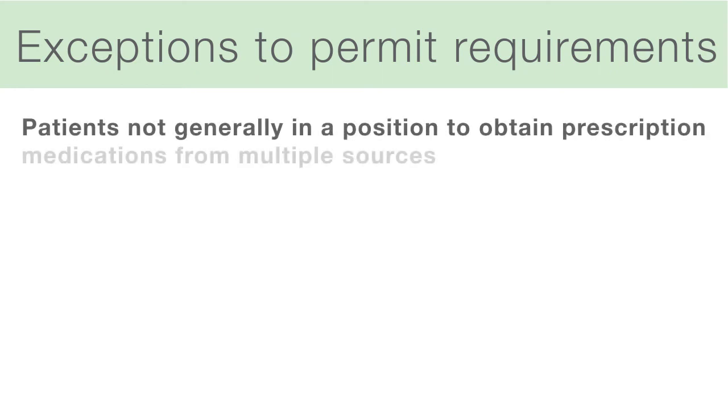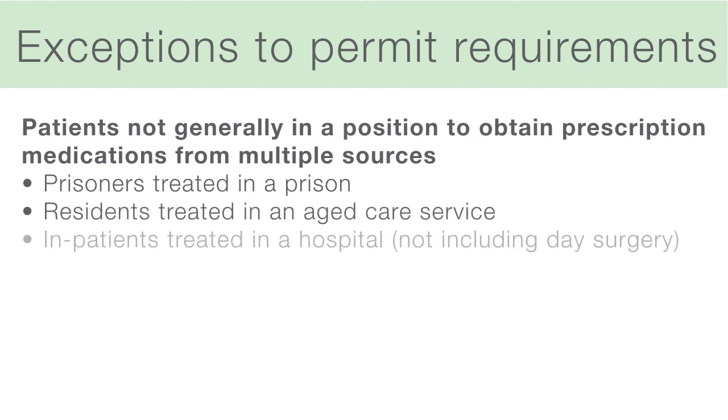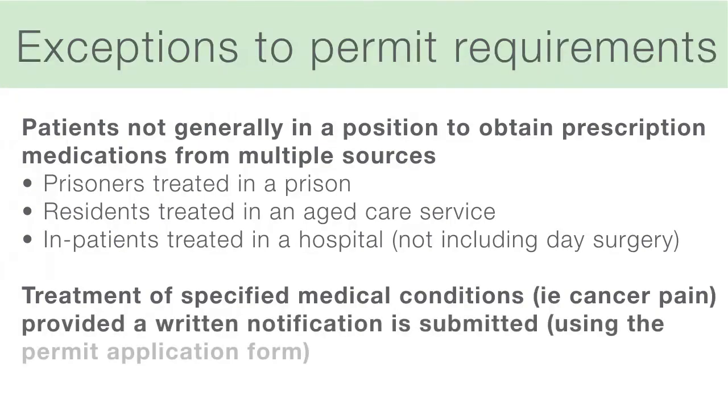There are some other exceptions where you don't have to apply for a permit yourself, and they occur where a patient is a prisoner treated in a prison, is a resident of an aged care service, or is an inpatient, not an outpatient, but an inpatient treated in a hospital. In those situations, a permit isn't required. But as soon as an inpatient becomes an outpatient, for example, the permit period would be applicable. And there's also an exception where you don't have to apply for a permit if a patient is suffering from pain related to cancer. Now, the form you'll be filling out is pretty much the same form.